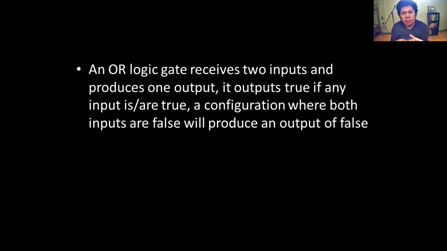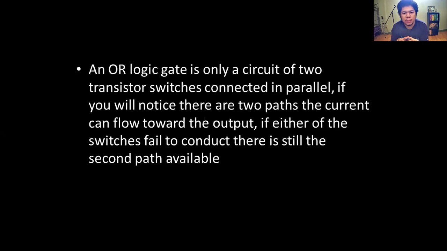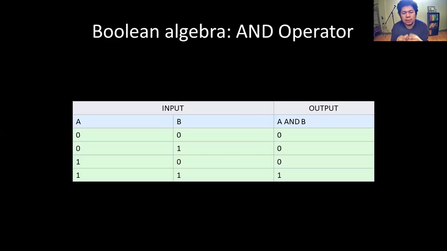An OR logic gate receives two inputs and produces one output. It outputs true if any input is or are true. A configuration where both inputs are false will produce an output of false. An OR logic gate is only a circuit of two transistor switches connected in parallel. If you will notice, there are two paths that current can flow towards the output. If either of the switches fail to conduct, there is still the second path available. Here is the truth table for an OR operator.